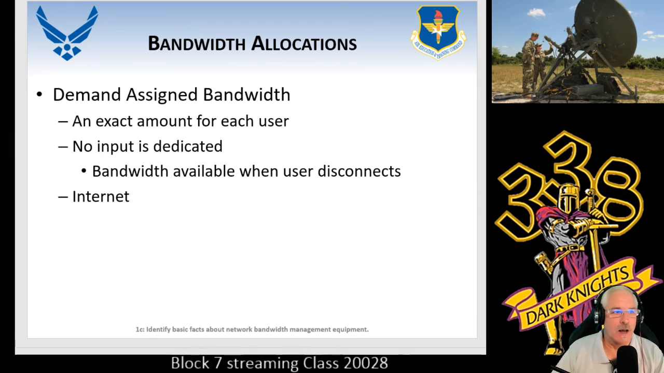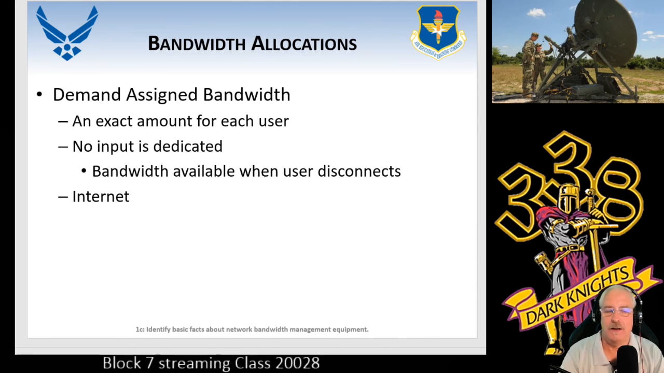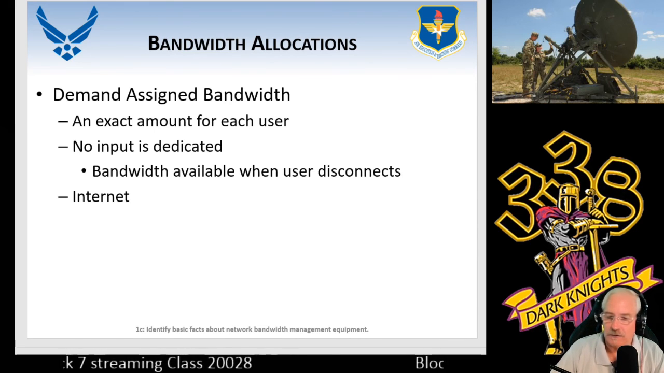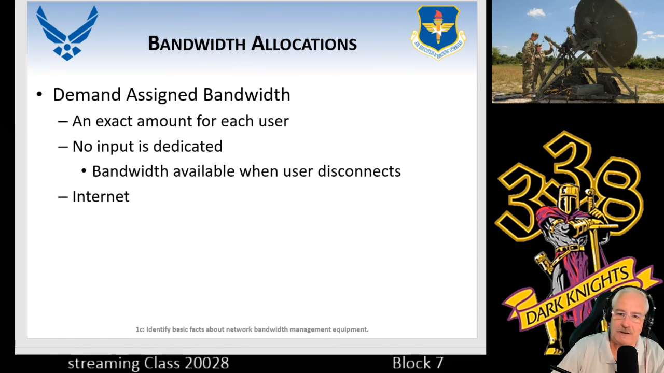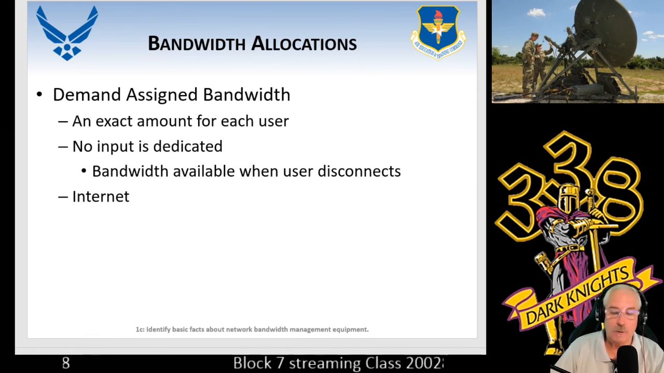The next one we got is demand assigned bandwidth. This is going to be an exact amount for each user, but there is a possibility it can flex for you. It's just like the internet. So if I am asking for, right now it's my AT&T, we're going to have 25 up, 5 down. I think that's the way it works, or is it? Yeah, 25 down or 5 up. I can't remember. Anyway, that's what I pay for.